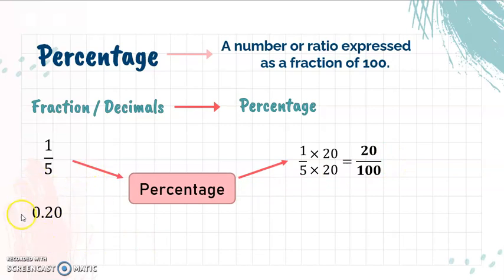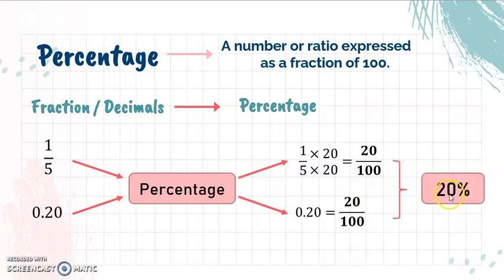For a decimal, changing it to percentage is similar. We know that in decimal, the place value is at 100, so the fraction will be 20 out of 100. Once you get both to be a fraction of 100, the percentage will simply be 20%. Okay, so that is how you express the percentage.